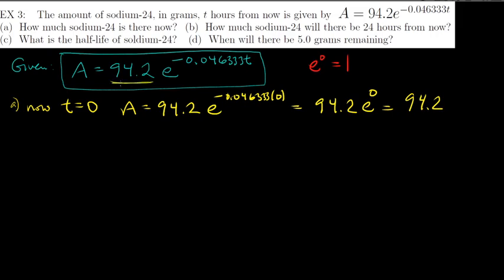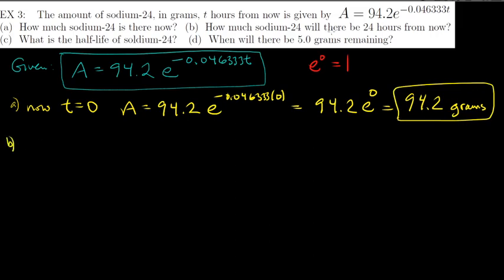It's how much you have right now. Very similar to the last problem where that told you how much money you have at the start of your account. So this is in grams, so don't forget to put the units. This is 94.2 grams. That's how much we have right now.